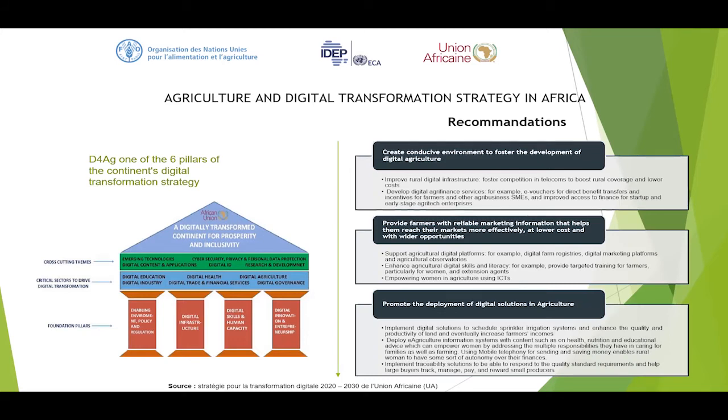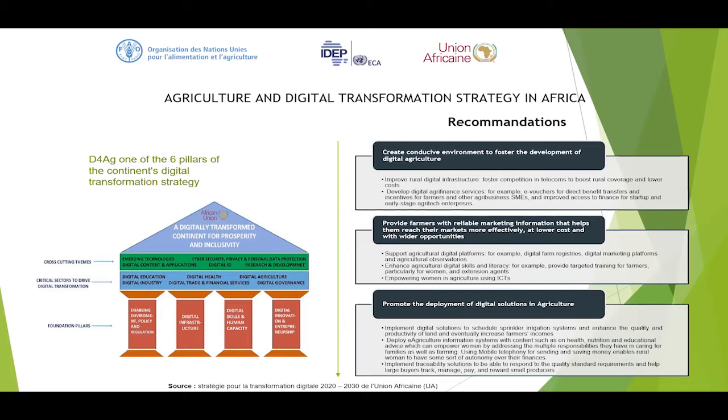Some of the recommendations come from this continental body, the African Union, whose six pillars we are looking at: creating a conducive environment to foster the development of digital agriculture. And you can see under that, of course, there are so many ways of trying to create that conducive environment. First, improving the rural digital infrastructure, fostering competition in telecoms to boost rural coverage and lower costs. So the lower the costs, the more the access. Those are some of the ways of creating a conducive environment, but also developing digital agri-finance services.